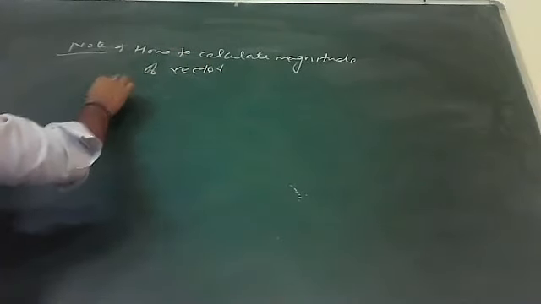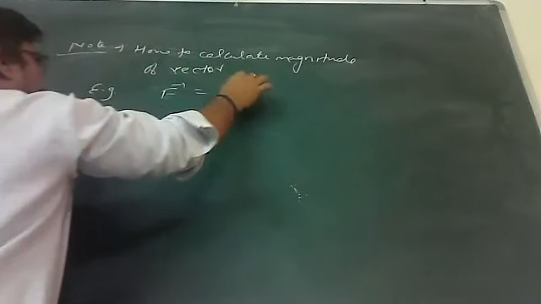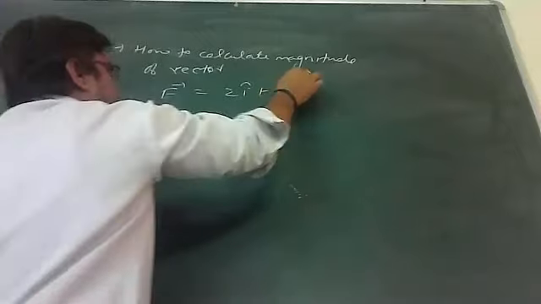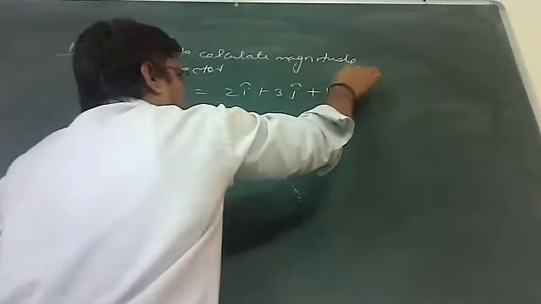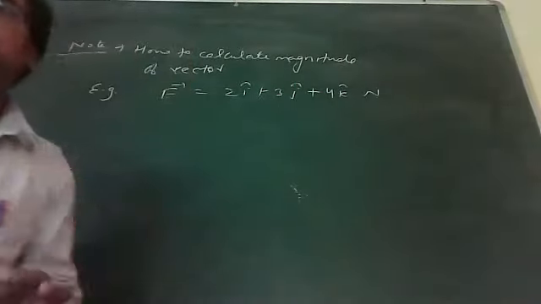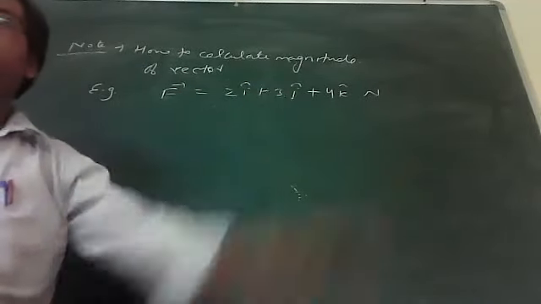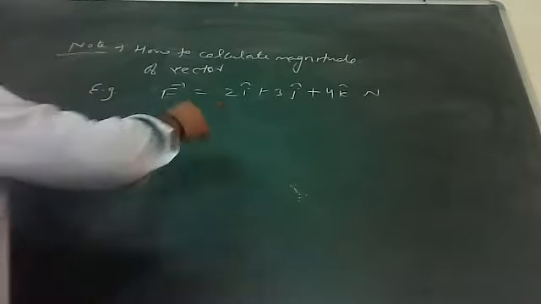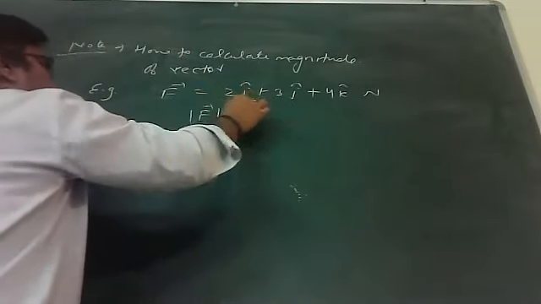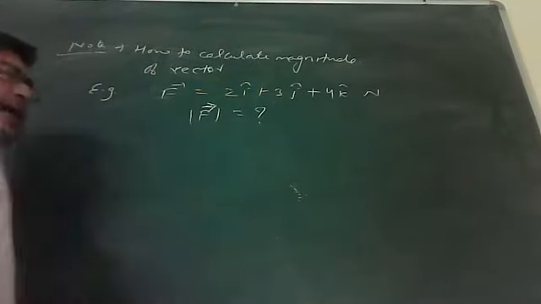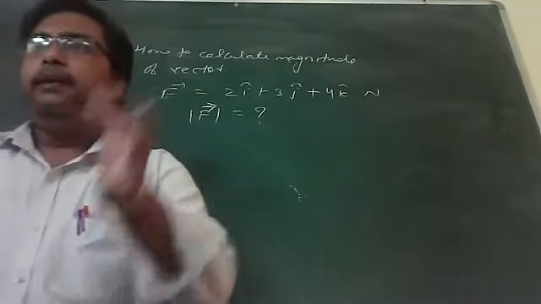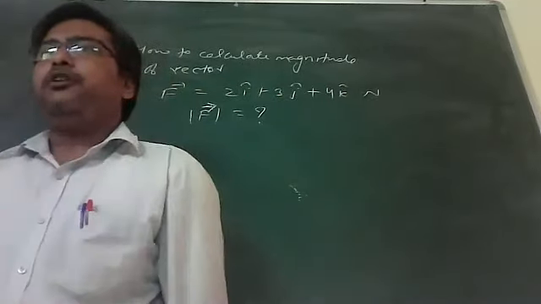For example, force is given to you: F vector is equal to 2i cap plus 3j cap plus 4k cap Newton. Find the magnitude of this vector. I want only the magnitude. What is the modulus of this vector?